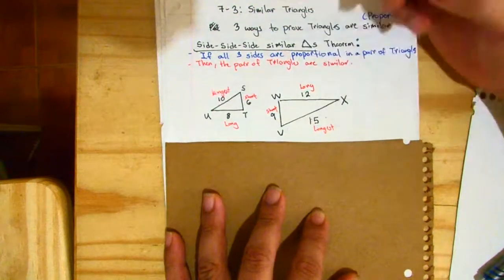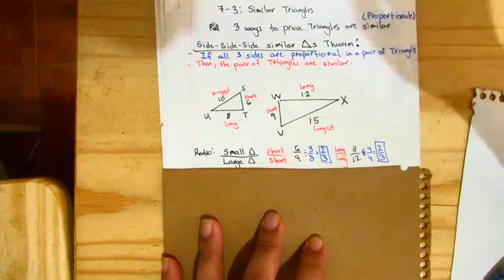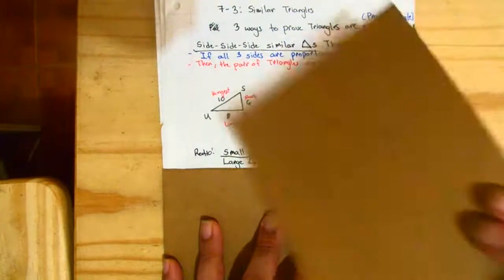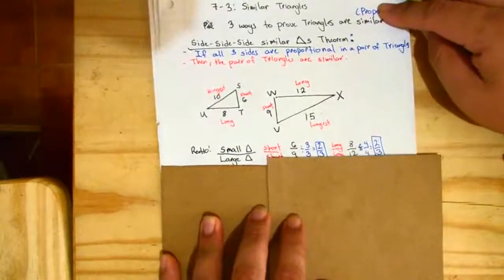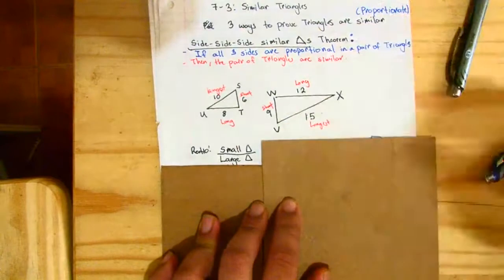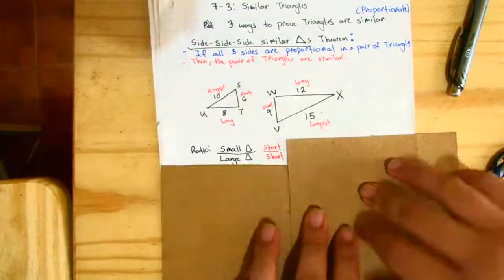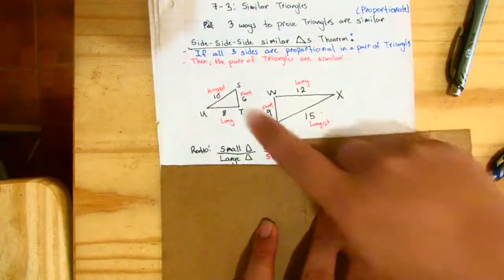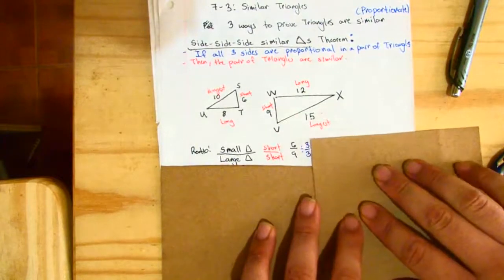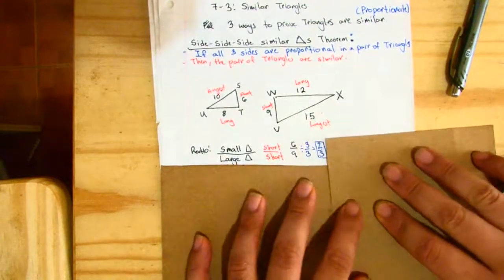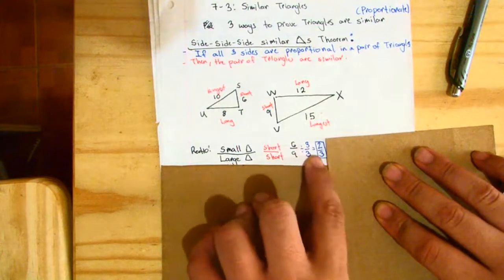To determine if the triangles are similar, we're going to write the ratio. The ratio we're going to use is small triangle over large triangle. The first thing we compare is the short leg. The short leg of the small triangle is 6, and the short leg of the large triangle is 9. We simplify by dividing 6 and 9 by 3. 6 divided by 3 is 2, and 9 divided by 3 is 3.